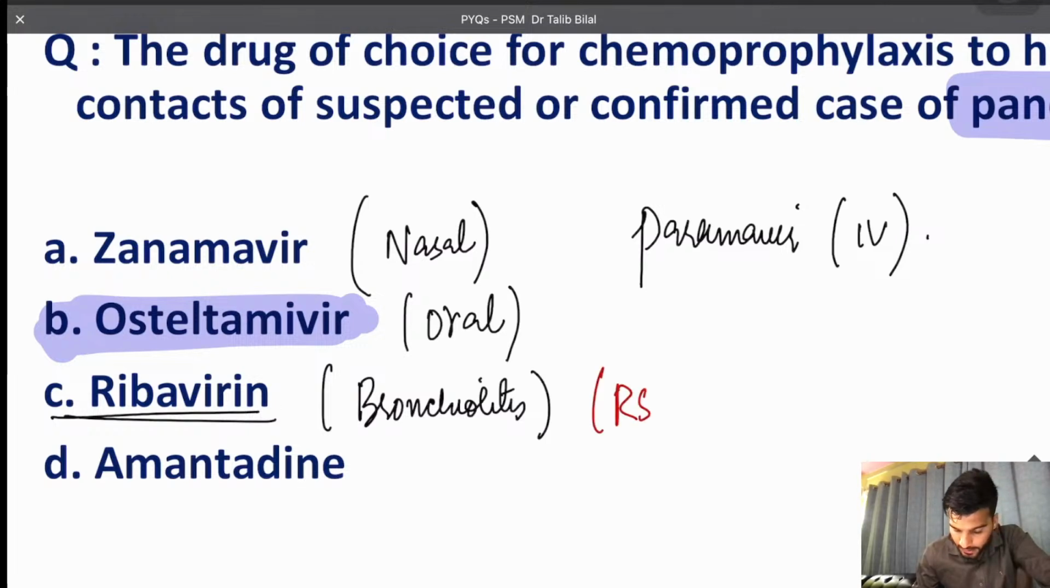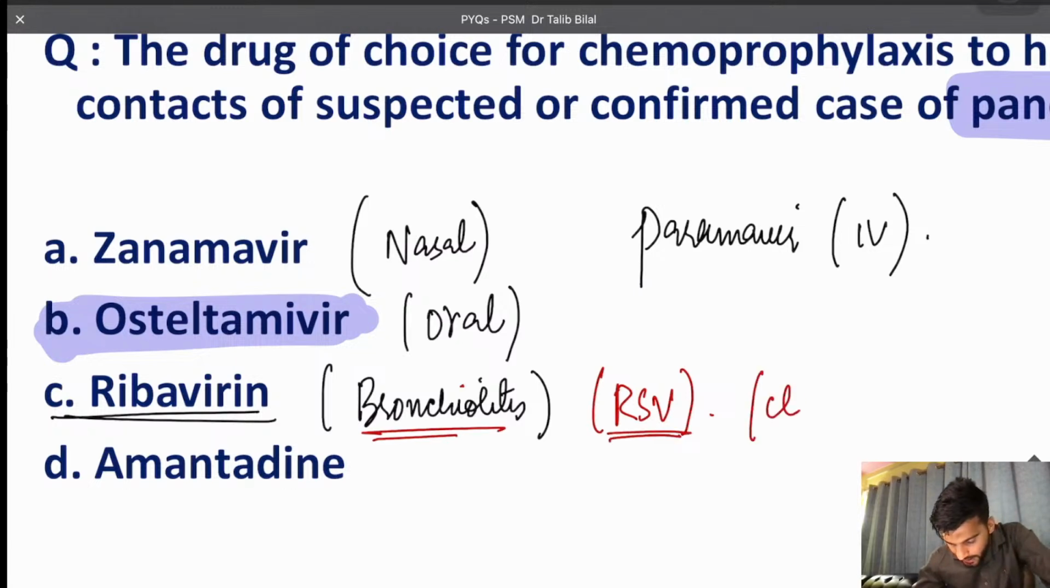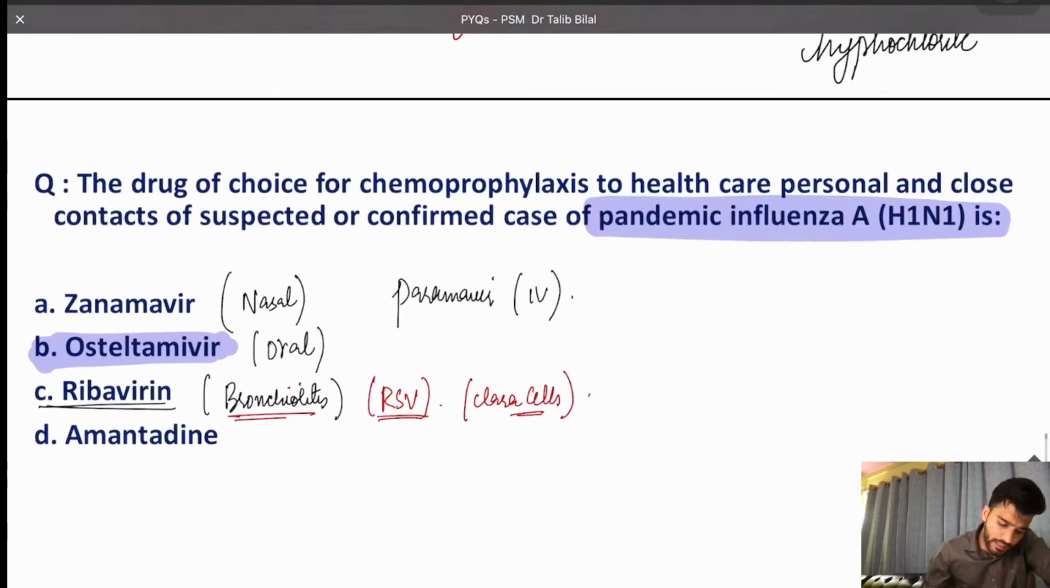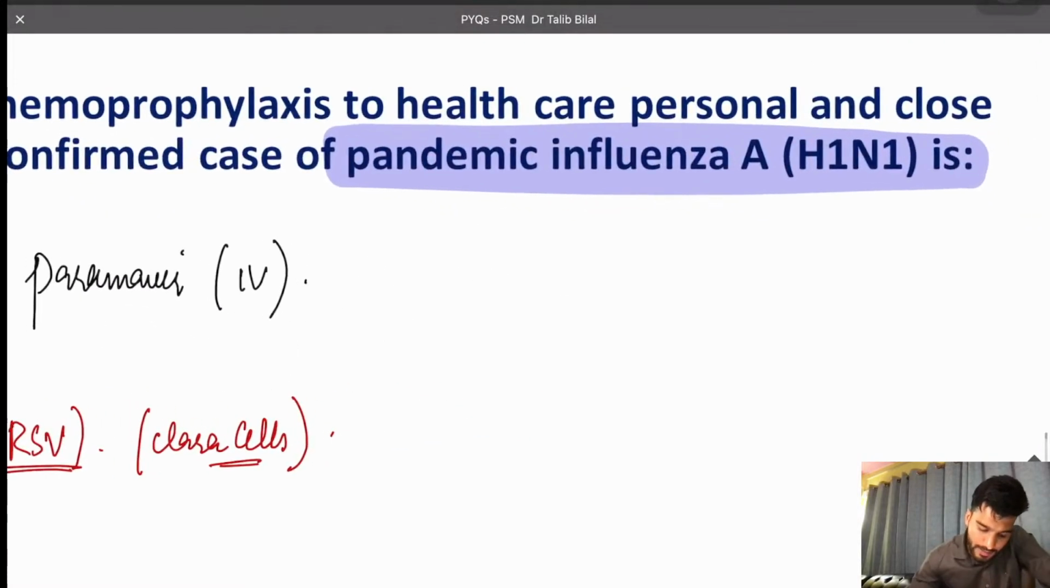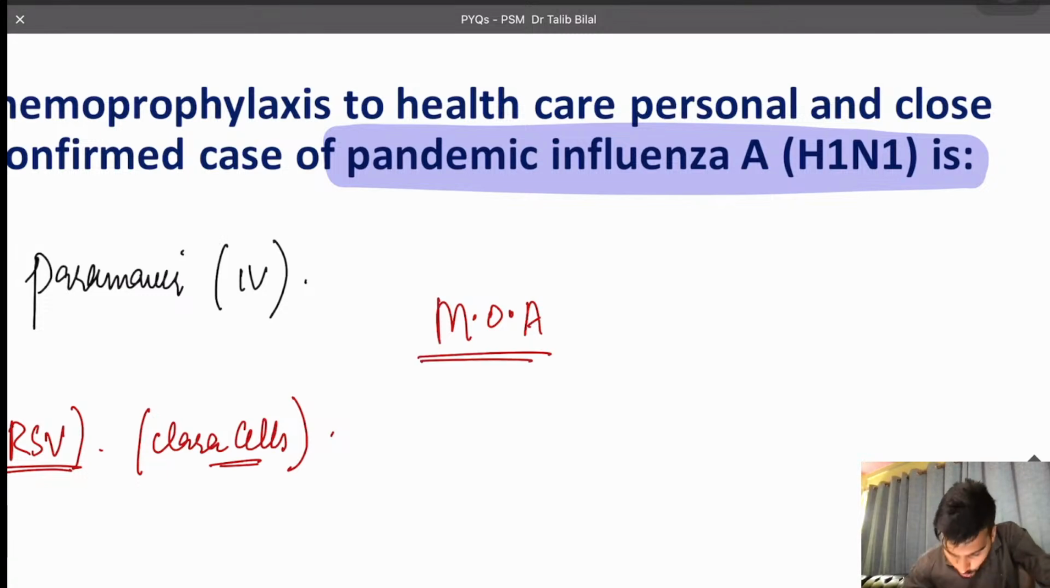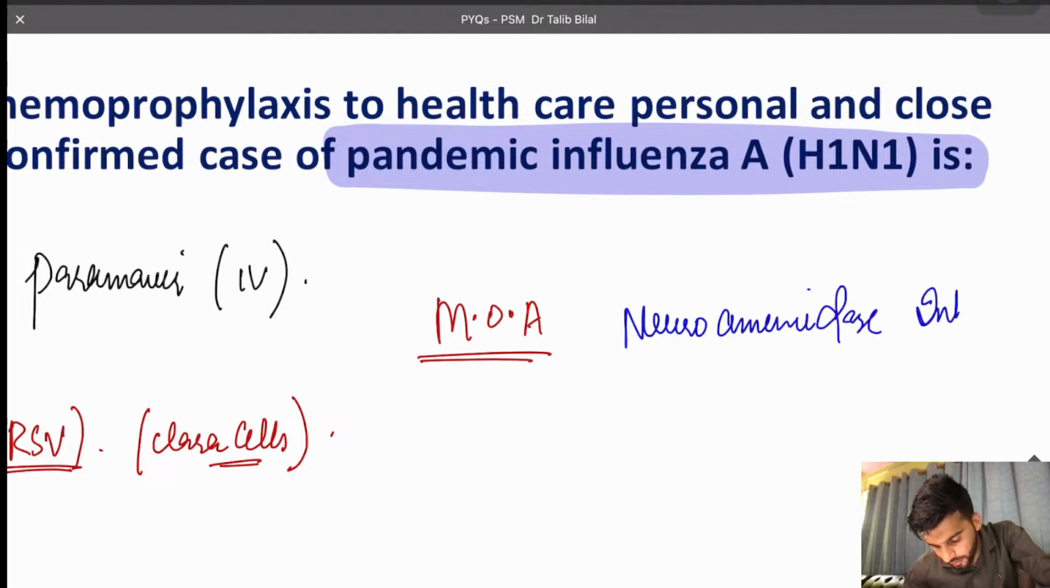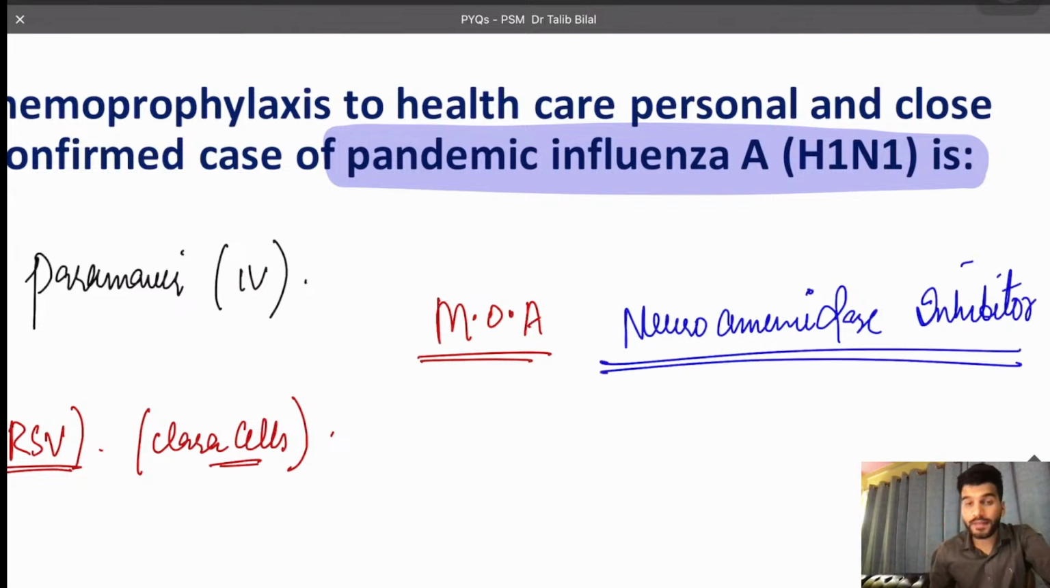I'm integrating it a bit. RSV causes bronchiolitis, we use ribavirin. So all these drugs, remember ribavirin is used in bronchiolitis caused by RSV. We have classical cells called Clara cells in bronchiolitis. Now, a NEET PG question was asked: what is the mechanism of action of the drug oseltamivir? It is a neuraminidase inhibitor. Remember that it inhibits the neuraminidase enzyme.